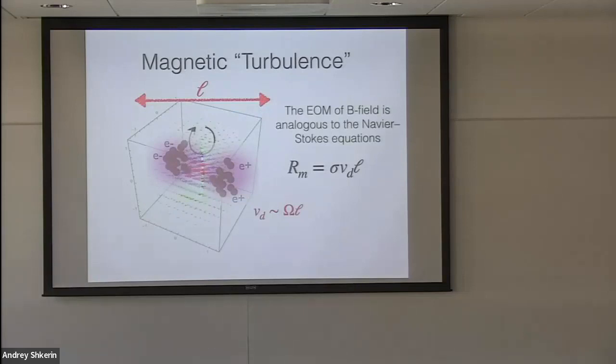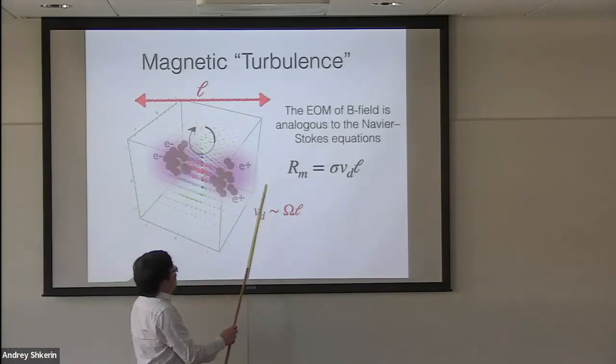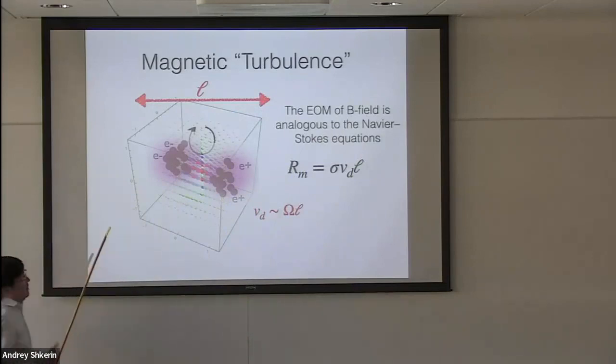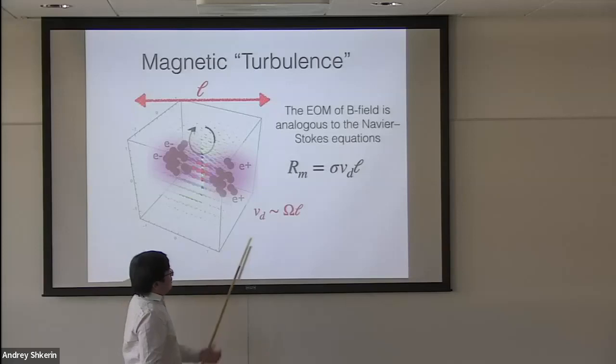So here, what you are seeing is something similar. The efficient motion of the magnetic field inside the superradiant cloud is actually very analogous to the Navier-Stokes equation. And you can define a parameter called the magnetic Reynolds number, which defines the speed of magnetic field reconnection, or magnetic turbulence.